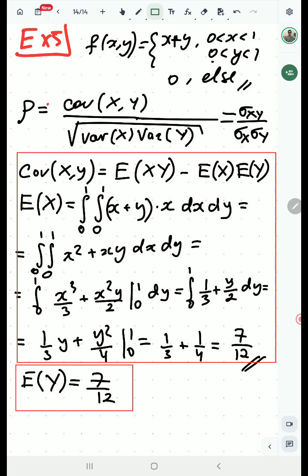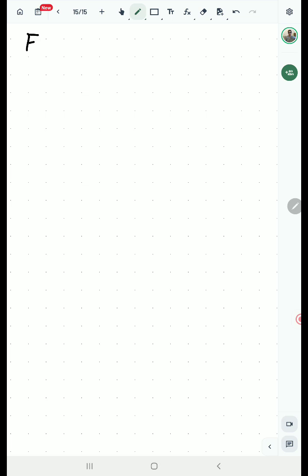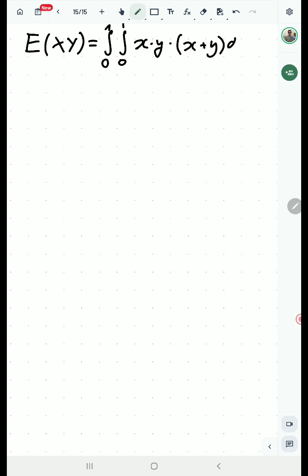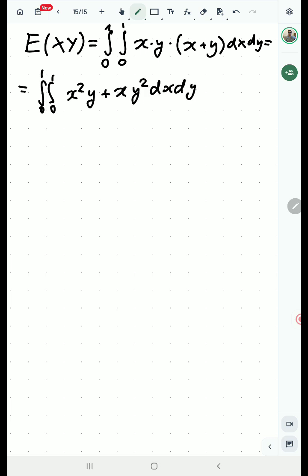So what about the expectation of xy? Now we have to find the expectation of x times y to calculate the covariance. The expectation of xy is equal to the double integral from 0 to 1 of xy times the joint PDF, and the joint PDF is equal to x plus y. So dx dy, and if you evaluate this integral, let's simplify it a bit, it's going to be equal to x squared y plus x y squared dx dy.